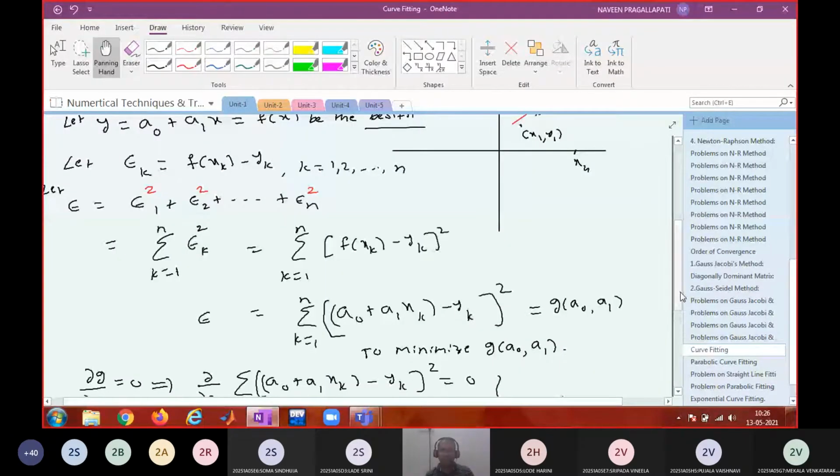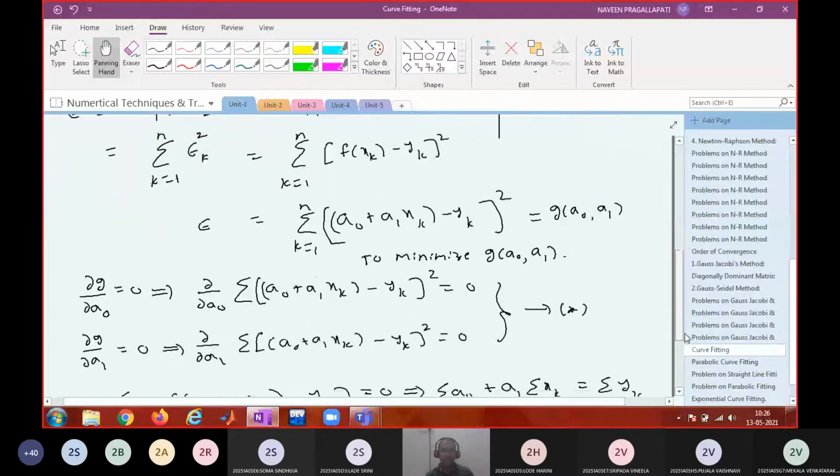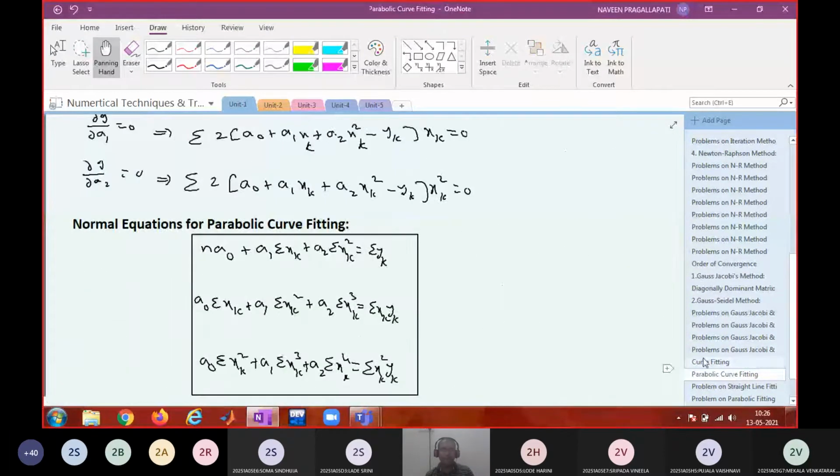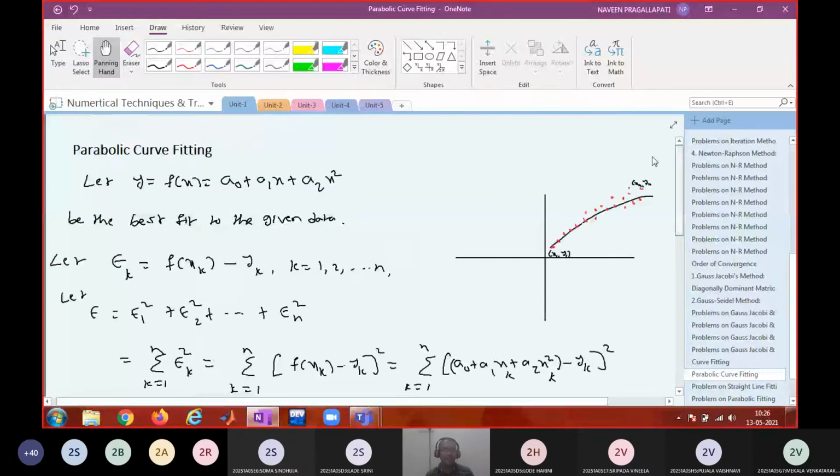Similarly, we can derive normal equations for parabolic curve fitting. Let us say we want to fit a curve of the form y equal to a0 plus a1x plus a2x square. This is a second degree polynomial, whereas previously a0 plus a1x was a first degree polynomial. The data may be like this, and you may want to fit a parabolic curve which best fits the given data.